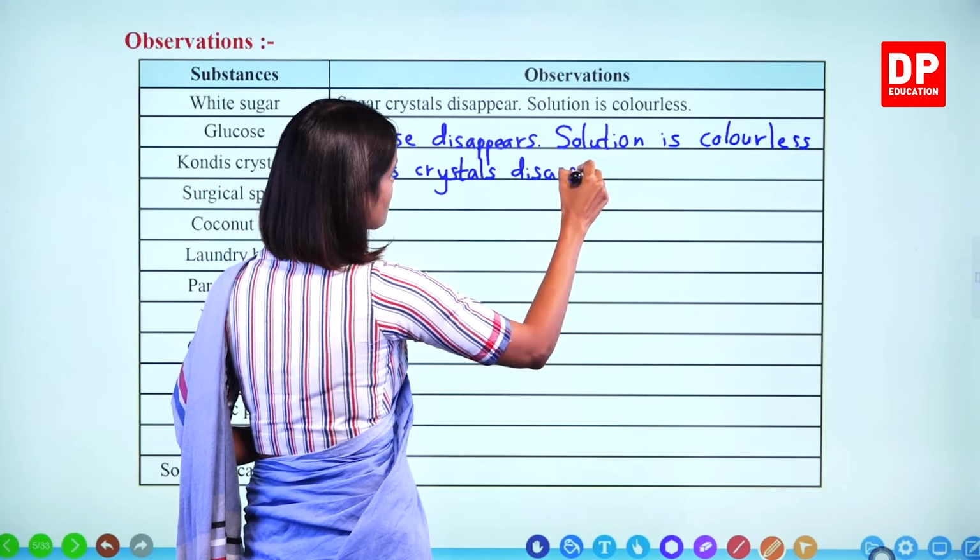Okay. Next one, laundry blue. Now, when it comes to laundry blue, there are two types. You can use that powdered laundry blue as well as the liquid. Now, I use the powdered one. So, you observe that when I mix a little bit of laundry blue to water, the water turns blue color. But at the same time, some amount of laundry blue is at the bottom. It means it dissolves partially, not completely. Because it dissolves partially, the water turns blue color. But at the same time, some amount will deposit at the bottom because it does not dissolve completely. Understand? We will write: some amount remains at the bottom, and blue color solution.